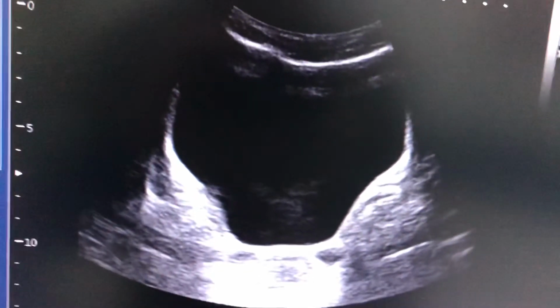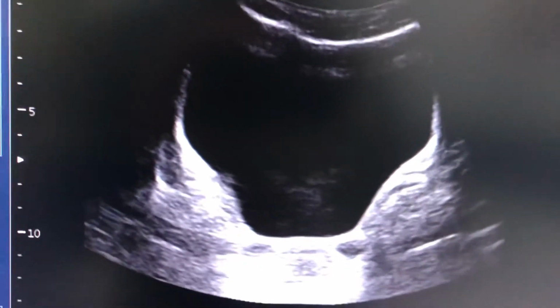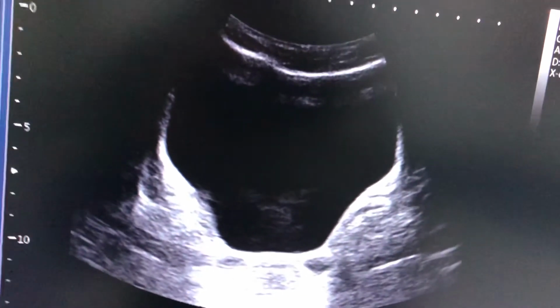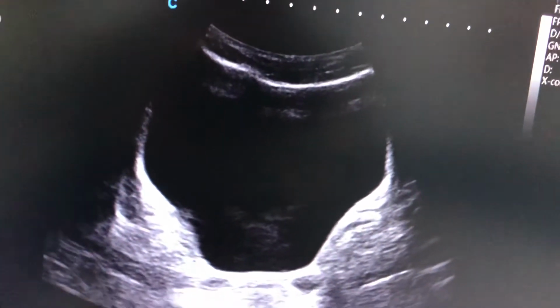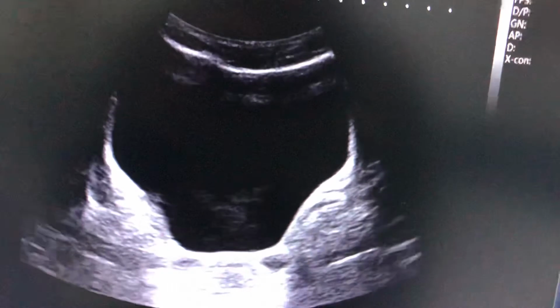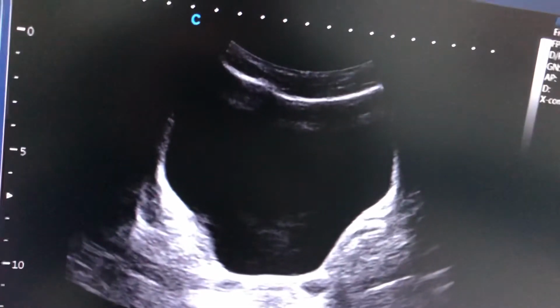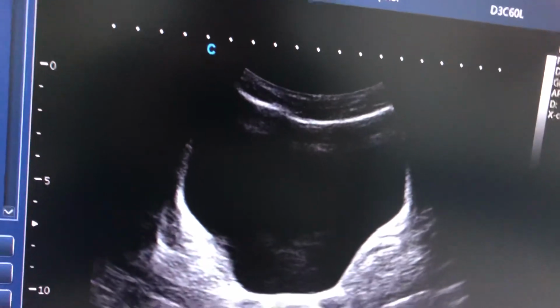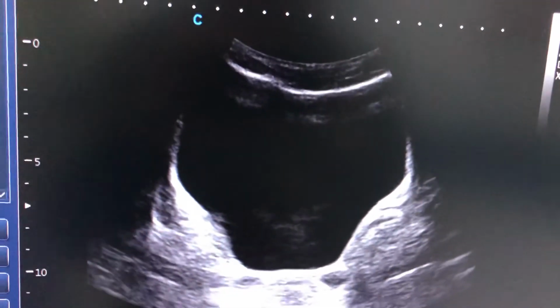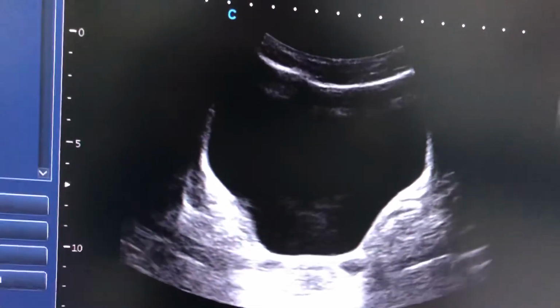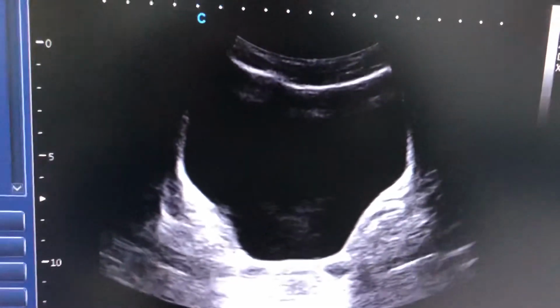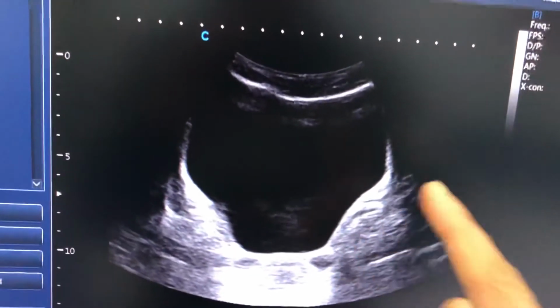So this video is to show the findings of the kidney in ultrasound in case of very early changes of acute pyelonephritis, UTI, and what we see in the urinary bladder. So first we will go to the urinary bladder.